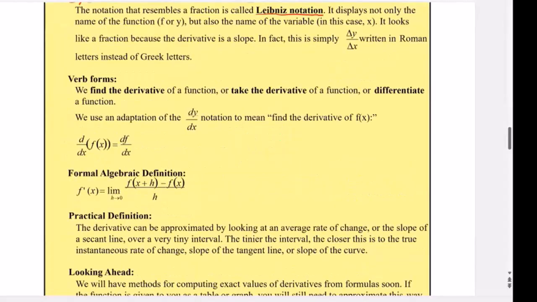How do we actually talk about finding the derivative? We can find the derivative of a function, we can take the derivative of a function, or we can differentiate a function. Again, all those mean the same thing. We use an adaptation of dy dx notation to mean find the derivative of f of x. So the derivative of f of x with respect to x is going to equal df dx.